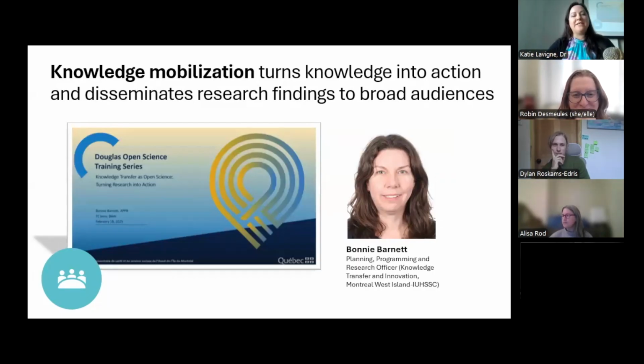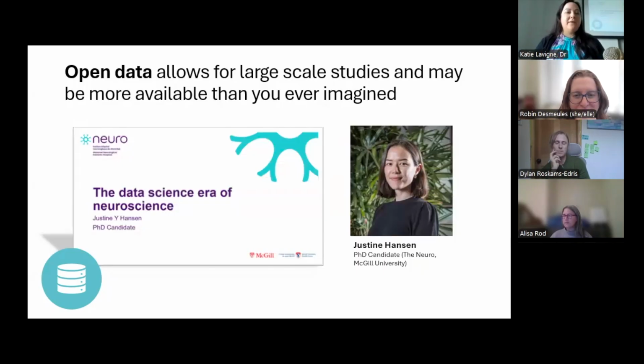Next, we had a presentation by Bonnie Barnett here at the IUHSSC, who talked about knowledge mobilization and how we can turn knowledge into action and disseminate our research findings to broad audiences. And then later on, we had a presentation by Justine Hansen, a PhD candidate at the Neuro, who has now completed her PhD and has gone on to bigger and better things.